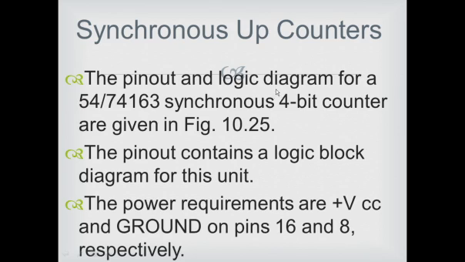The 54/74163 as a synchronous 4-bit counter is given in figure 10.25. The pinout contains a logic block diagram for this unit. The power requirements are plus VCC and ground on pin number 16 and 8 respectively. That means this IC is a TTL IC, either a 54 series or 74 series. And 163 means it is a 4-bit binary synchronous counter.